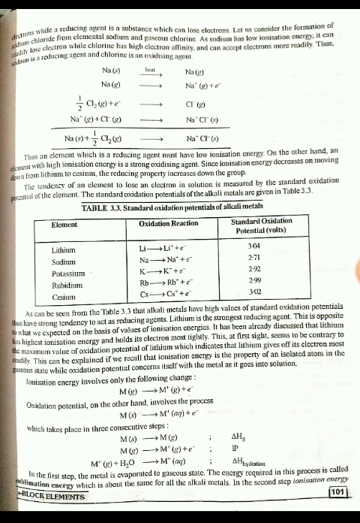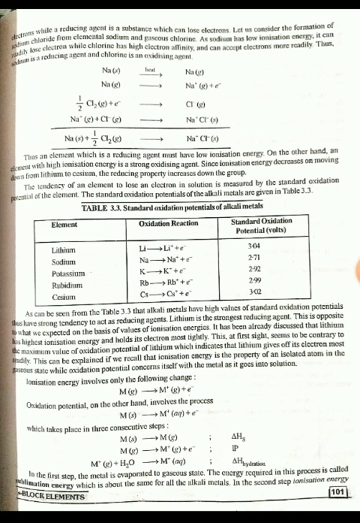Thus, an element which is a reducing agent must have low ionization energy. On the other hand, an element with high ionization energy is a strong oxidizing agent. Since ionization energy decreases on moving down from lithium to cesium, the reducing property increases down the group. The tendency of an element to lose an electron in solution is measured by the standard oxidation potential of the element. The standard oxidation potentials of the alkali metals are given in table 3.3.